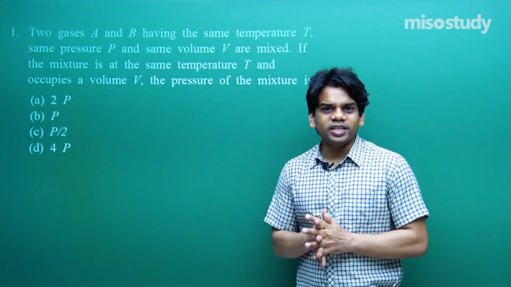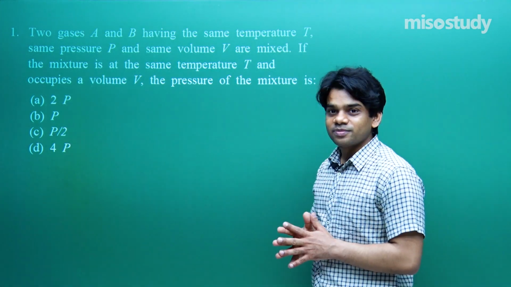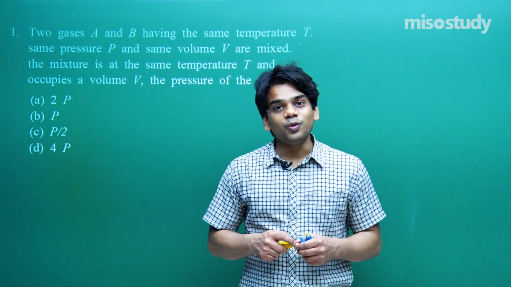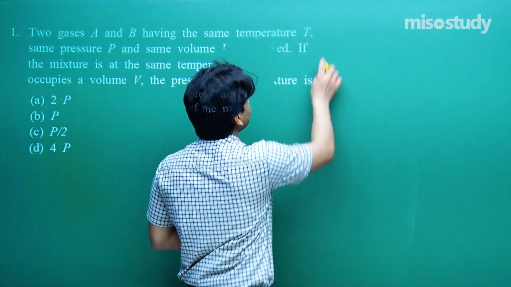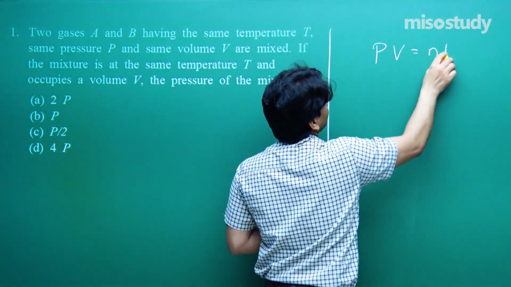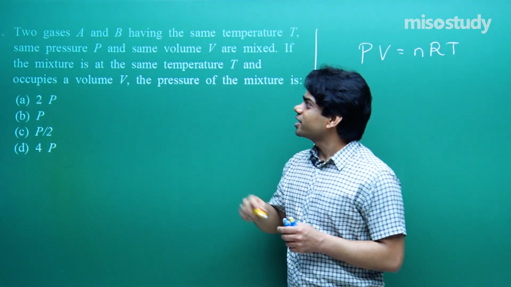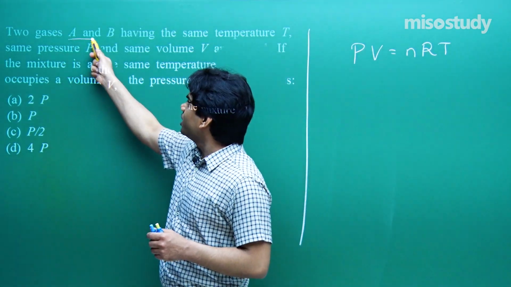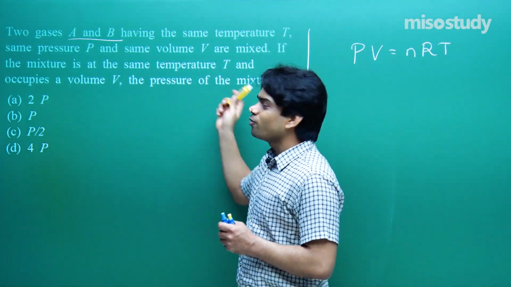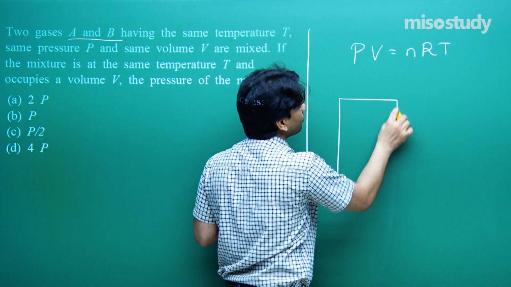Now here we have to see that first it's given that two gases A and B have the same temperature T. So what we can apply in this? We can use the ideal gas equation PV equals nRT. This is what we can use, and in this case it says that two gases A and B having the same temperature T, same pressure P and same volume V. If I show you, the two gases are present in two different containers.